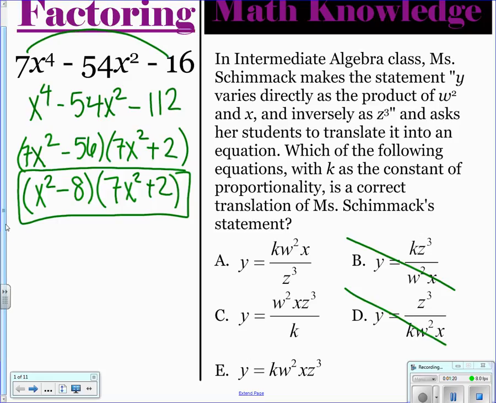And inversely a z cubed. That means that your denominator has to have z cubed. That eliminates these two. And your k has to be in your numerator. And the only one that works is 8. So that is the correct equation for his statement.